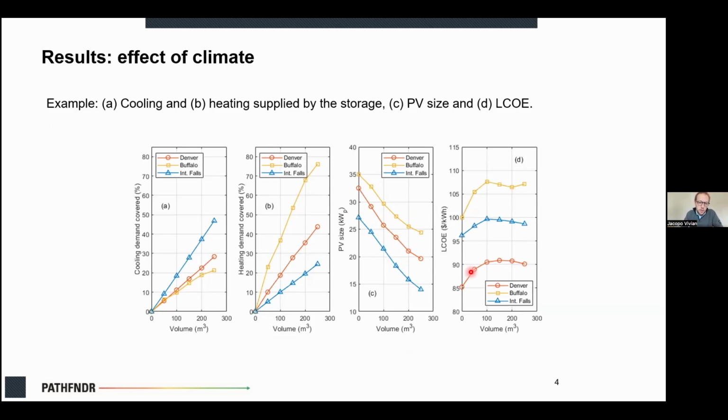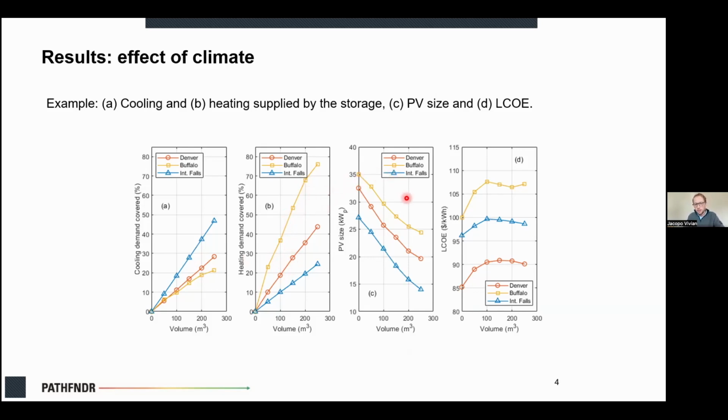On the left, in the first 2 graphs, you have cooling and heating demand covered by the ice storage. As you can see in the left part, the coldest location, which is International Falls, is the one with the highest share of the cooling demand cover compared to Buffalo and Denver. If you compare the heating demand, of course, we have the opposite situation. So, let's say the warmest location is the one that provides the highest share of heating demand covered by the water-to-water heat pump or glycol-to-water heat pump connected to the ice storage.